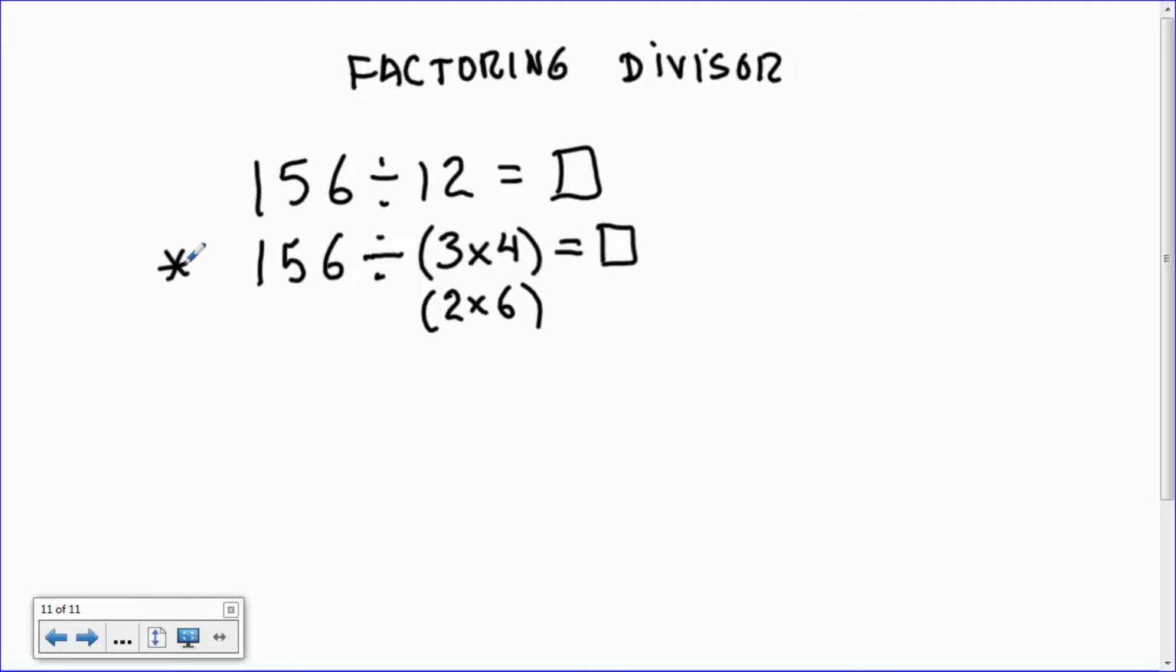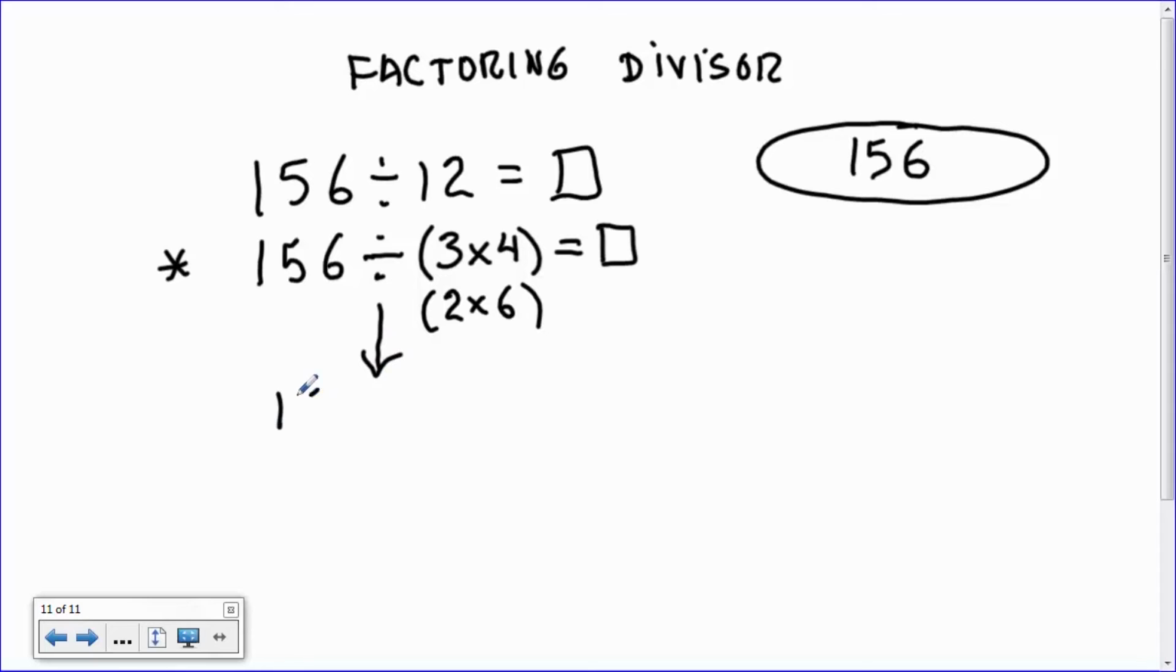Picture-wise, here's what we do. We're starting off with a dividend set of size 156. And so what I'm going to do in this particular problem is show you why I can change this into 156 divided first by 3. Then when I get finished with that problem, I'm going to go ahead and divide it by 4.